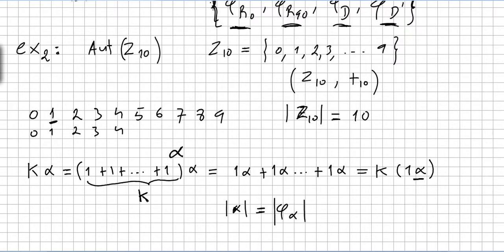And that's why I like to see it this way, because if I multiply all the Z10 elements by 1, I get 1 times 0, I get 0. 1 times 1, I get 1. 1 times 2, I get 2. So if my alpha is 1, if I have 1 alpha equals 1, the order here is going to be 10, because I'm going to get 10 elements here.